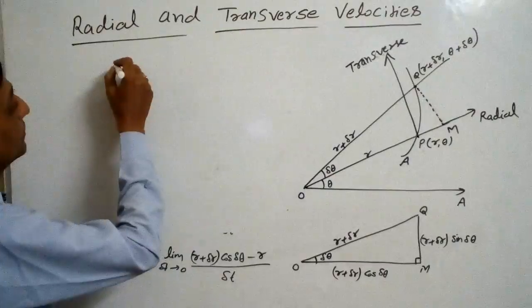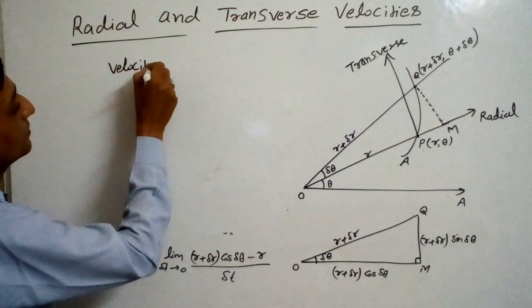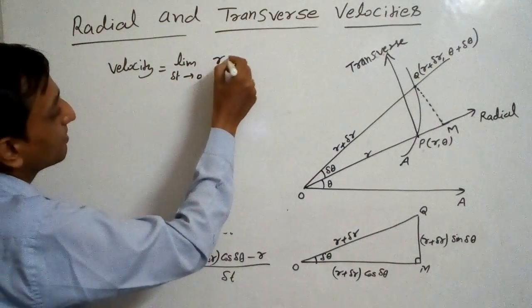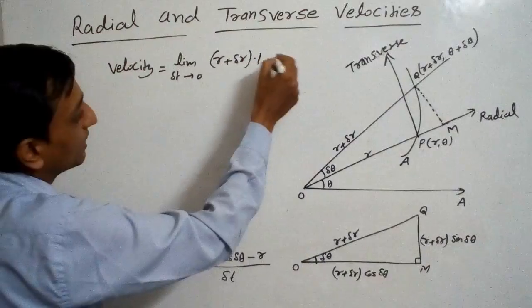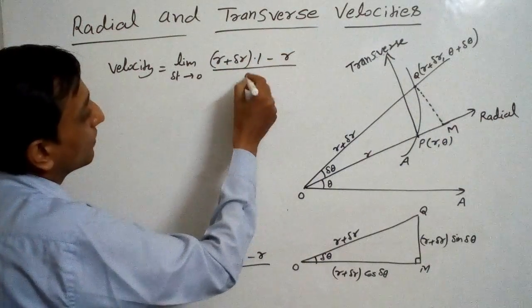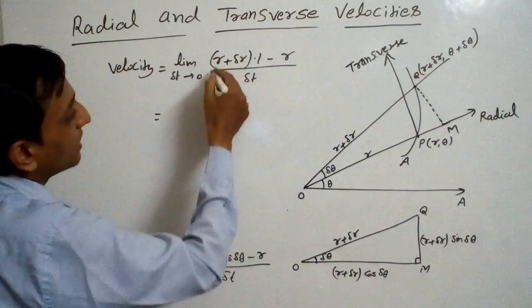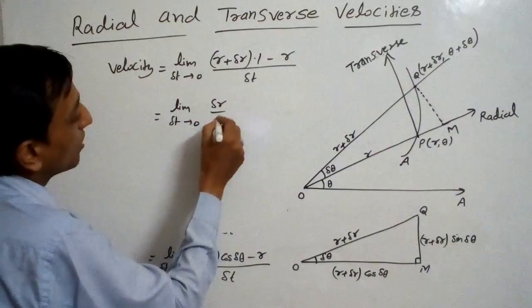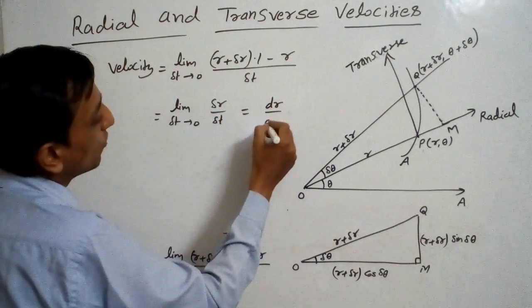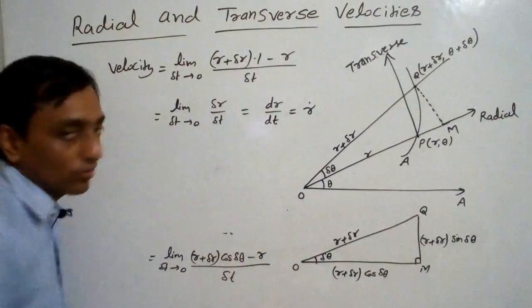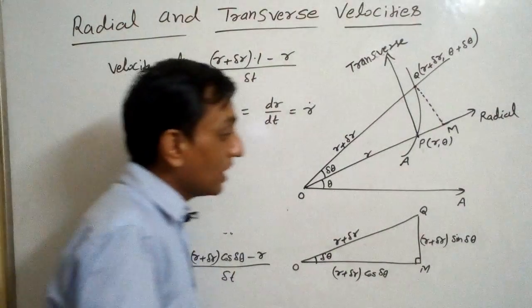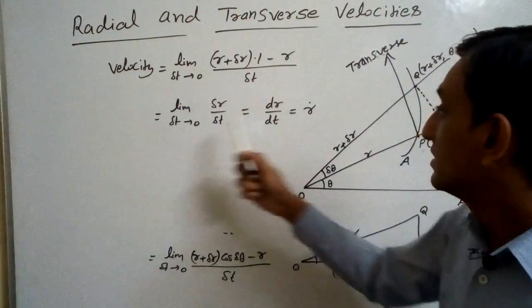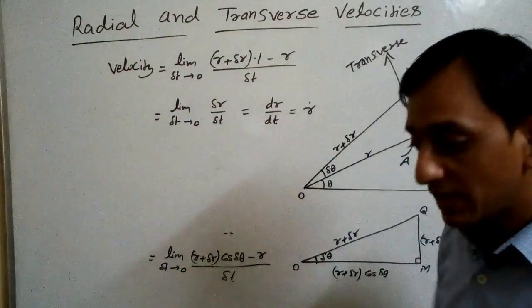So the limit as delta t tends to 0 becomes [(r plus delta r) times 1 minus r] over delta t, and this r is cancelled out, so this becomes delta r over delta t, which is dr over dt, or we can say r dot. So the radial velocity of any particle in two-dimensional motion is r dot. So this is the radial velocity.